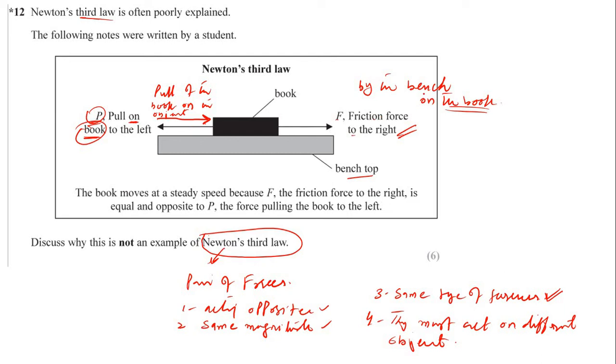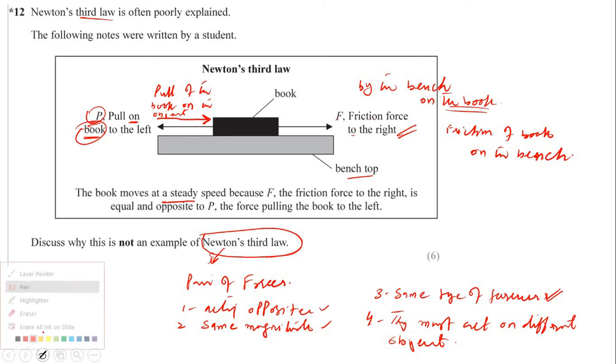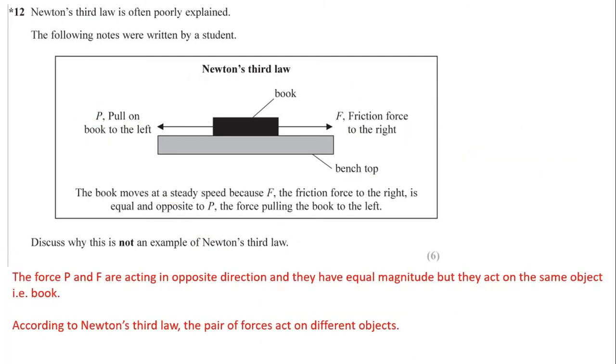Similarly, this is the friction of the bench on the book. So Newton's third law pair of friction will be the friction of the book on the bench. That's how we see Newton's third law. So yes, indeed, they are moving with a steady speed, but not due to Newton's third law. Newton's first law is applicable for P and F. So that's how you can explain all these things in one statement. You can pause the video, read the statement, and I hope that you will get the idea.